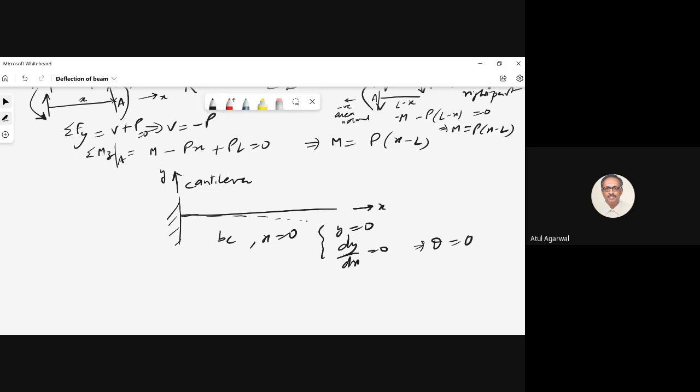So now what is our differential equation? 1 by r is equal to M by EI. We use the same differential equation as we tried for pure bending. So these results are not exact. So you are doing an approximate analysis. And 1 by r, I told you, was d square y by dx square. M is P into x minus L. You can take EI here. So y is the deflection curve. y is the centroidal surface.